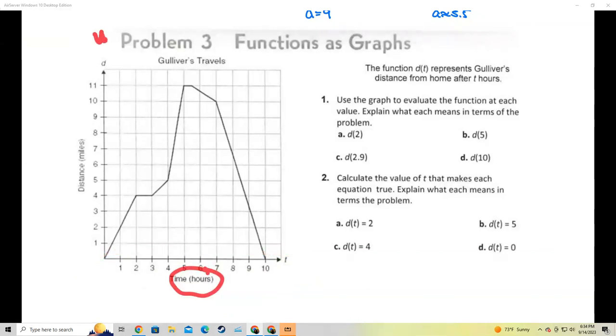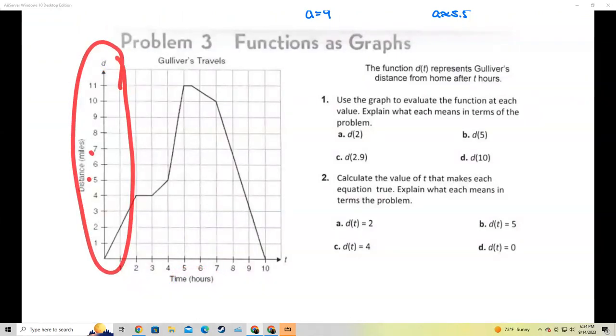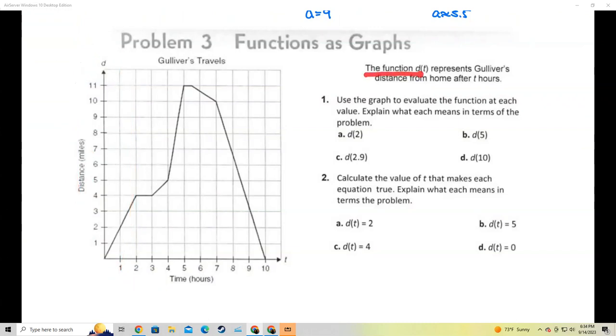My y's, they change the y's into letter d's, so we should be using letter d's, and that distance stands for the number of miles. So it says the function d of t represents Gulliver's distance from home after t hours. Man, that word Gulliver is really doing a number on me right now. Use the graph to evaluate the function at each value. Explain what each means in terms of the problem.